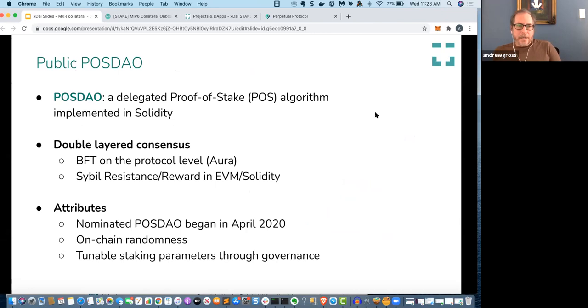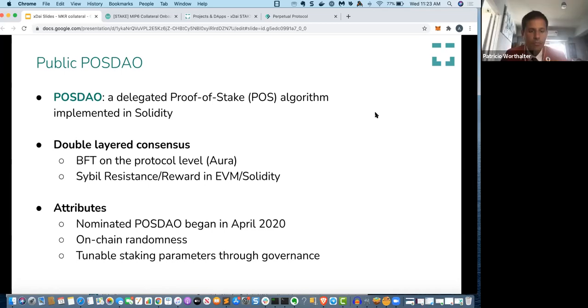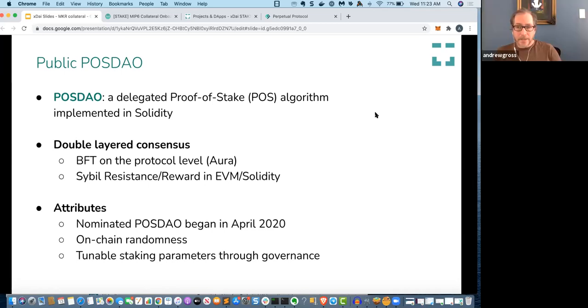A little bit about our new proof of stake consensus. It's called Proof of Stake Decentralized Autonomous Organization. And as Igor mentioned, it's implemented in Solidity. It's a dual layered consensus, and it's actually pluggable on the protocol level. Right now, we're using Aura, and in the future, we may integrate Honey Badger BFT as well.